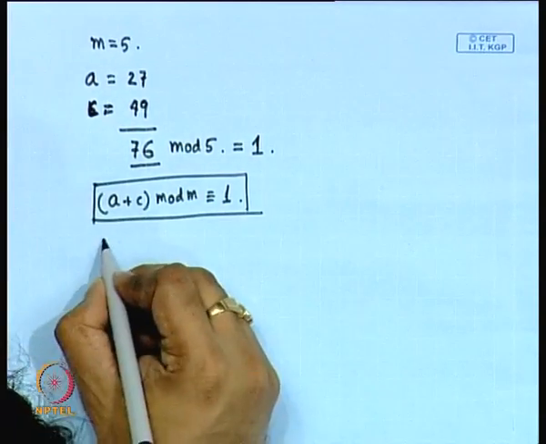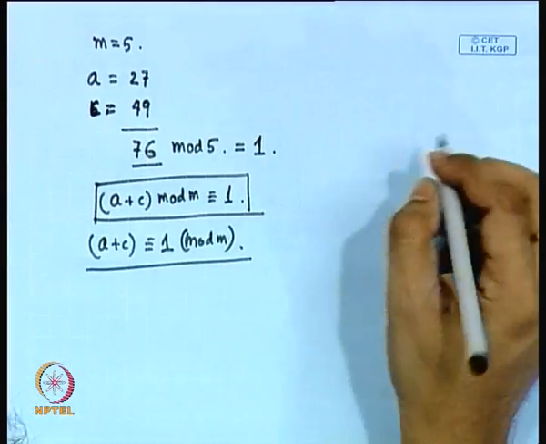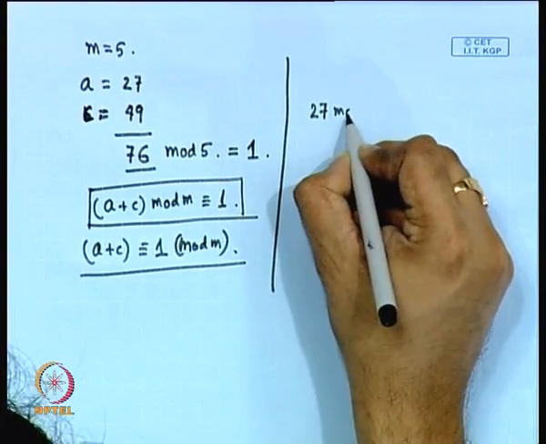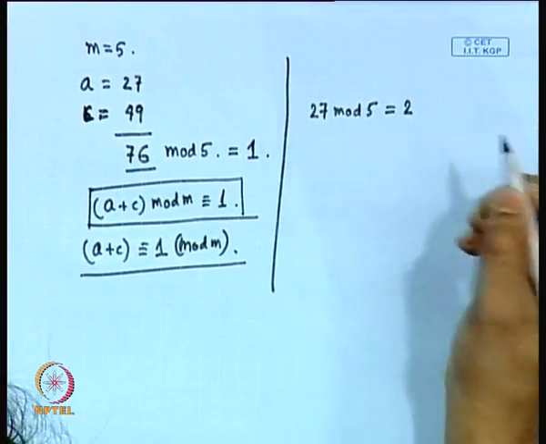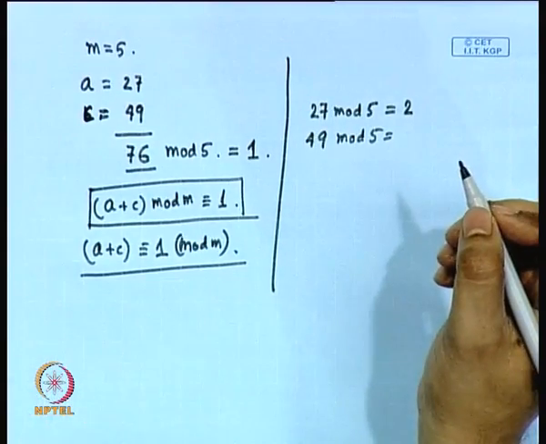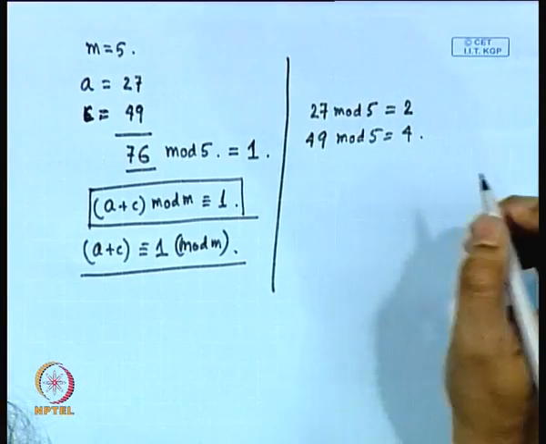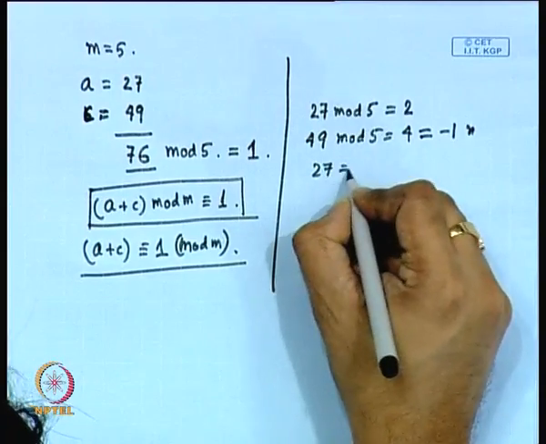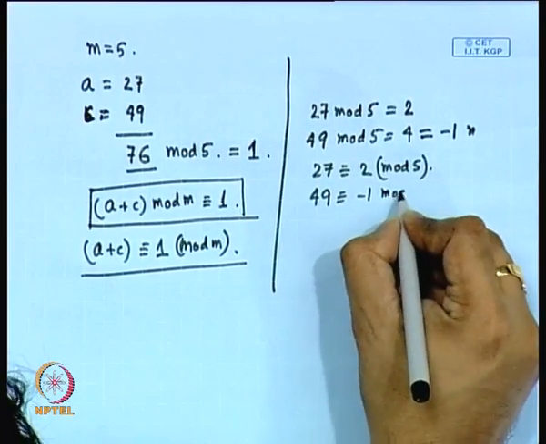Another way of writing this is A plus C is equal to 1 mod M. Now let us apply the previous result. We take 27 and perform a modulo 5 operation. 25 is divisible by 5, so the remainder is 2. Similarly, I take 49 and do a modulo 5 operation. 45 is divisible, so this is equal to 4. Now 4 can also be written as minus 1. Therefore 27 is equal to 2 mod 5 and 49 is minus 1 mod 5.